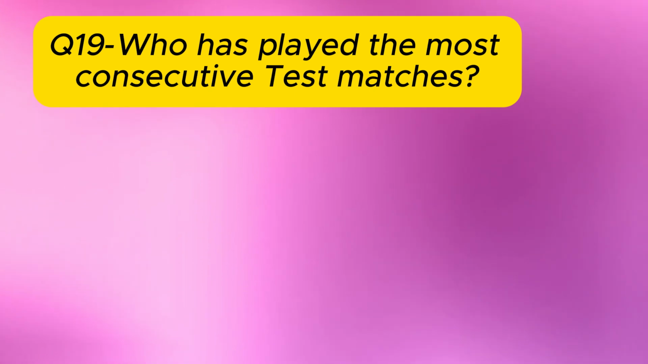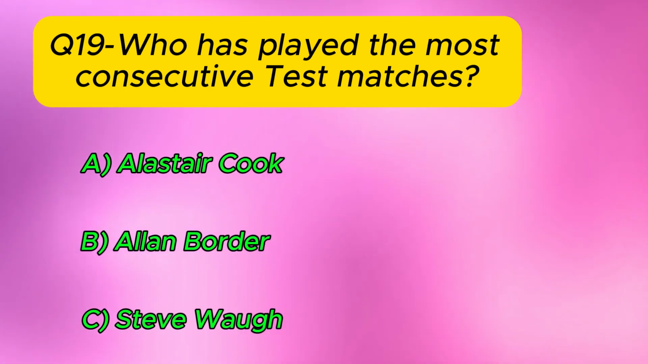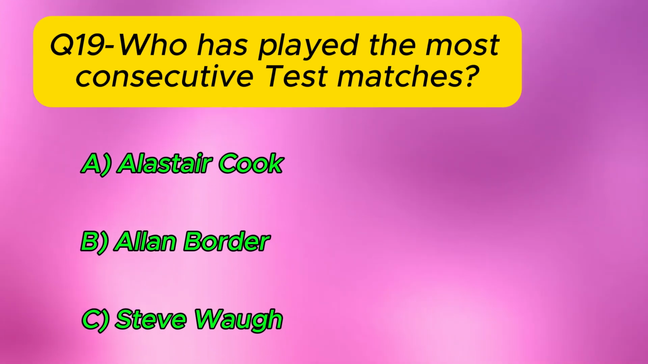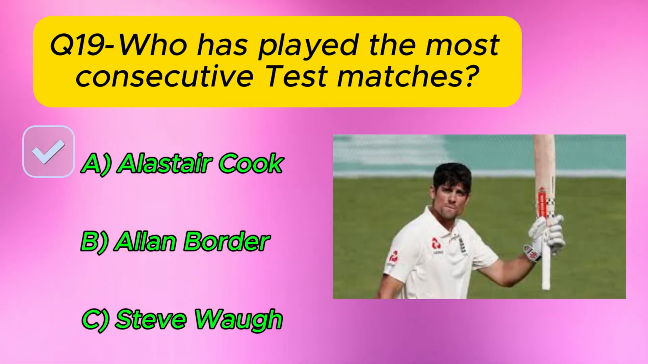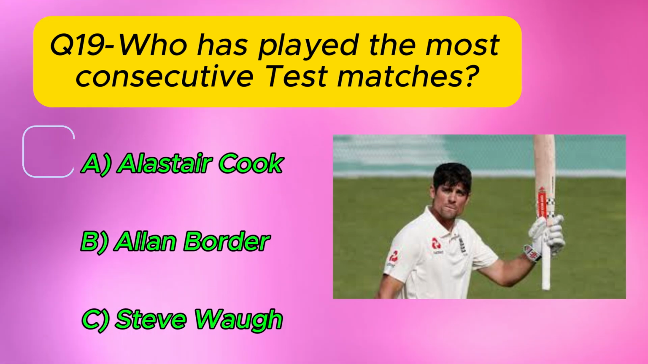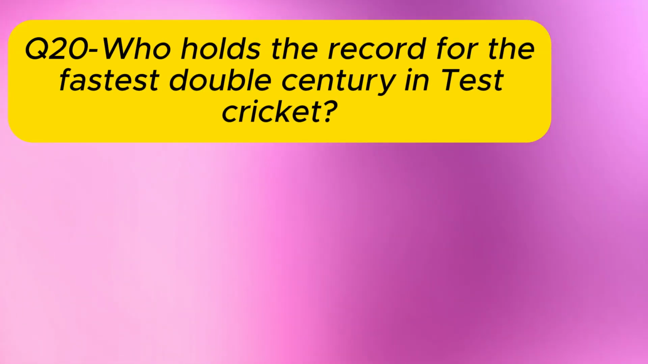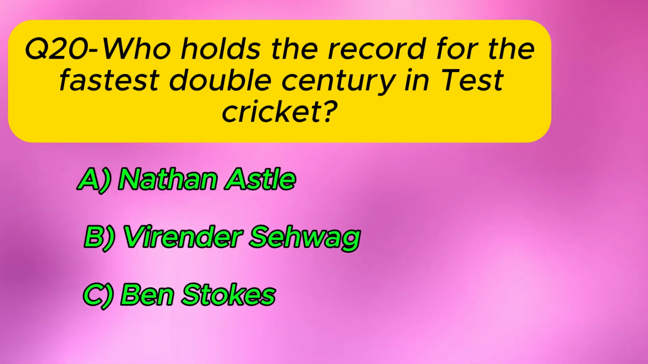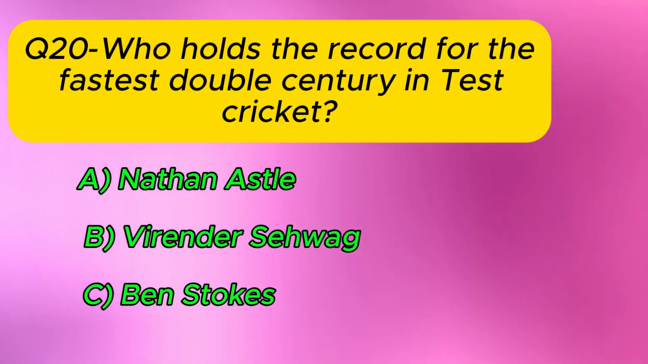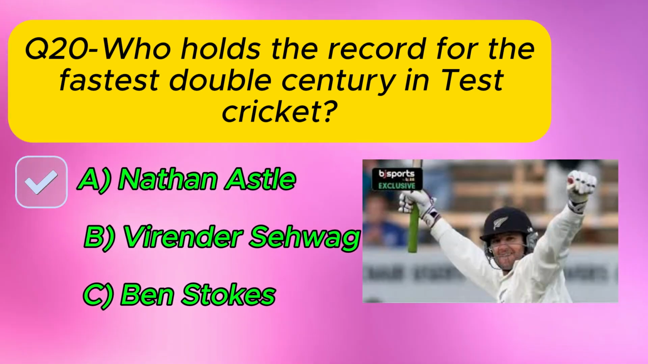Who has played the most consecutive Test matches? Correct answer is option A, Alastair Cook. Who holds the record for the fastest double century in Test cricket? Correct answer is option A, Nathan Astle.